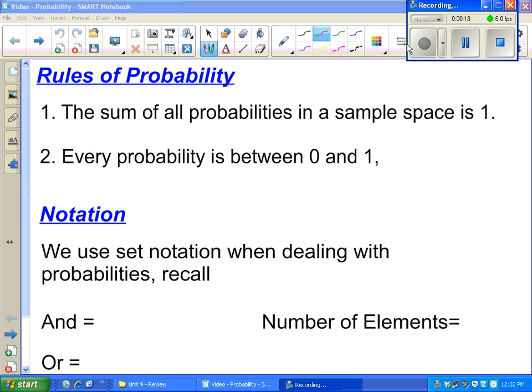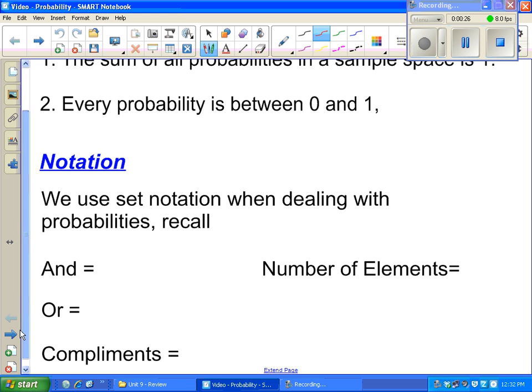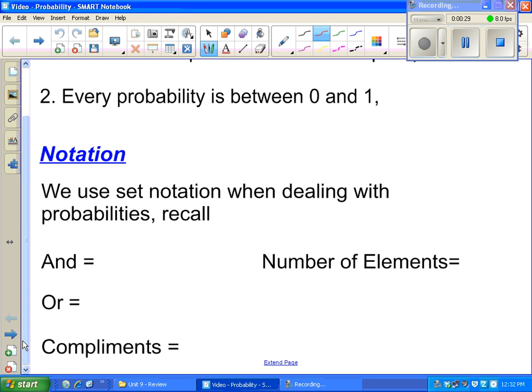It says the sum of all probabilities in a sample space is 1, and every probability is always between 0 and 1. Some notation that you should definitely know when it comes to probability is the intersection, and this means overlap. In terms of a Venn diagram, this is where they would overlap. Of course, we have or. This is some sort of combination of events.